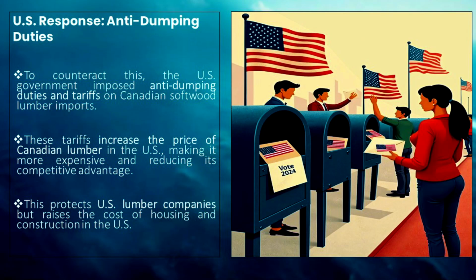So to counteract this, the US government imposed anti-dumping duties and tariffs on Canadian softwood lumber imports. This tariff increased the price of Canadian lumber in the US market, making it more expensive and reducing its competitive advantage. So this protects US lumber companies, but raises the cost of housing. Obviously, this protects the US lumber companies, but what happens? It raises the cost of housing and construction in the US.